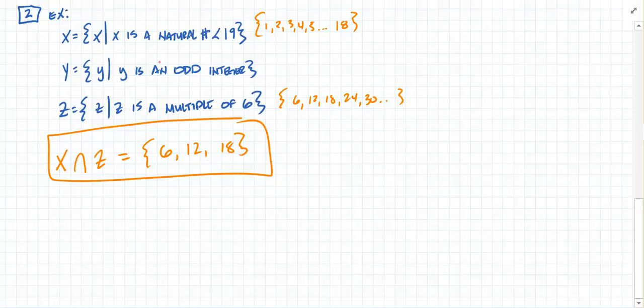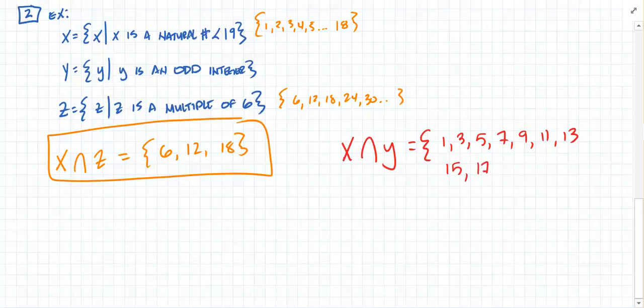What about this? What is in X and Y? What's in both sets, X and Y? Can we write it out? 1, 3, 5, 7, 9, 11, 13, 15, 17. Is that it? That's it. So that is what's in X and Y.